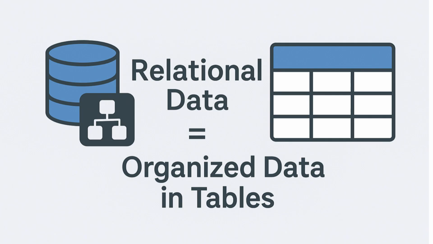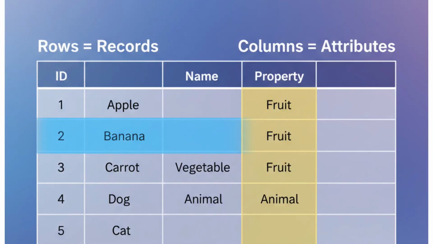Relational data is simply organized data stored in tables. Each table has rows and columns. Rows are like records. Each row represents one item or person. Columns are like attributes. They describe properties of that item or person.